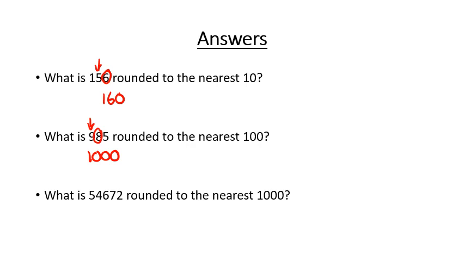And what is 54,672 rounded to the nearest 1,000? Well, I'm looking at the 1,000 column, which is the 4. Then I'm going to focus on the digit to the right, which is the 6. Alright, 6 means we round up, so this becomes 55,000.